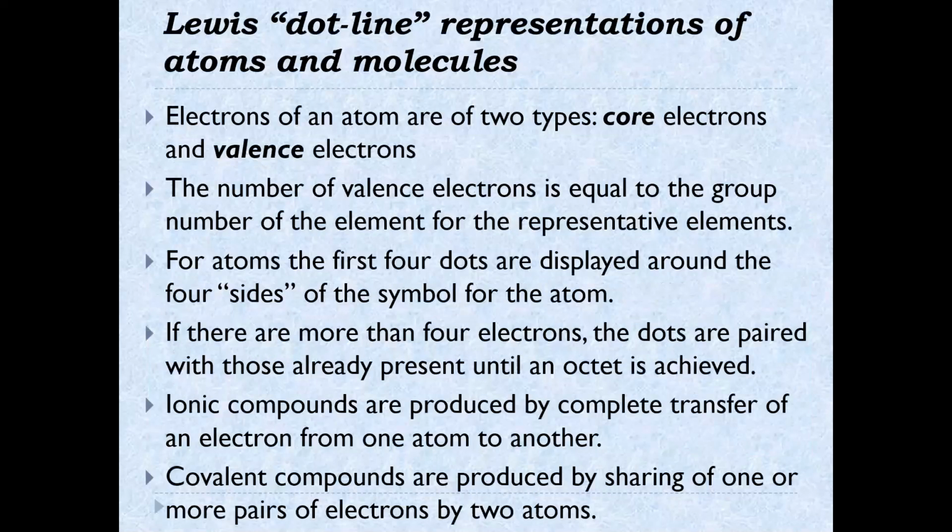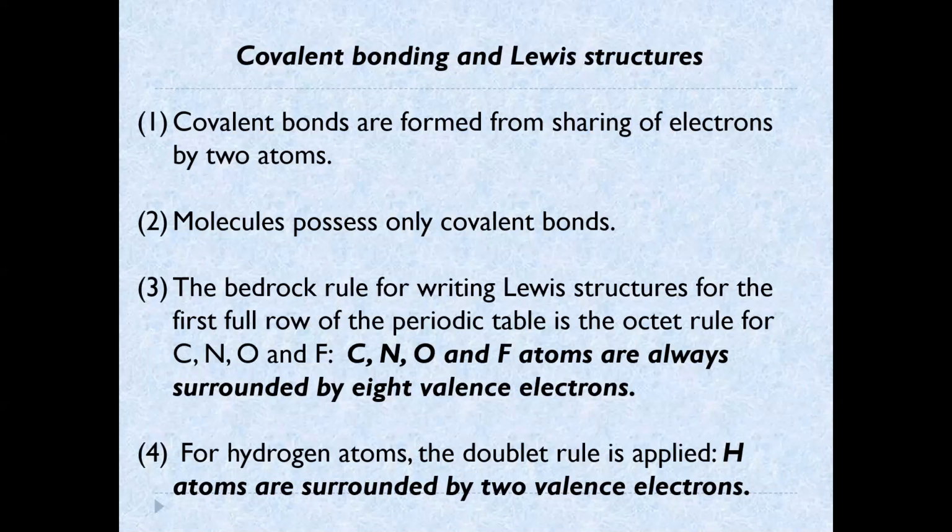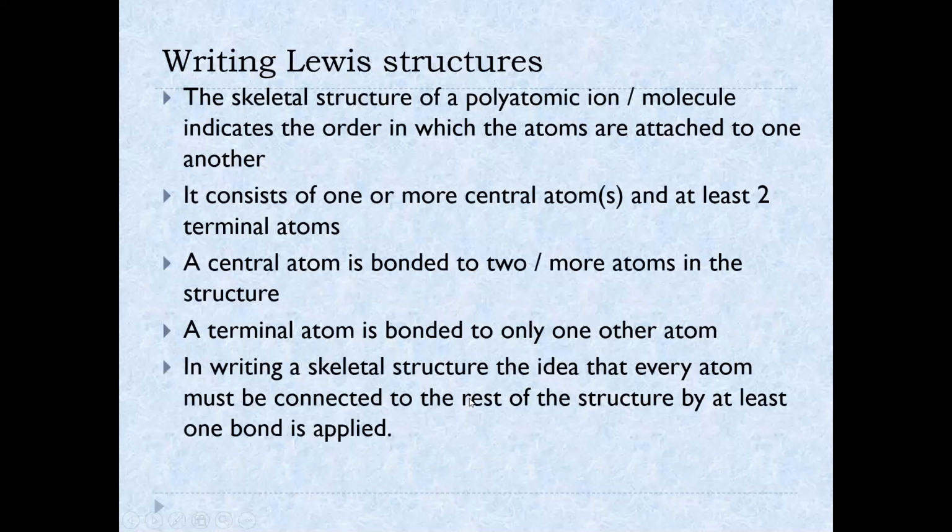Hydrogen can only form a duplet. So you can't make hydrogen 8. Hydrogen can only be 2, same as lithium can only be 2. So for hydrogen atoms, the duplet rule is applied. Hydrogen atoms are usually surrounded by 2 valence electrons, while your carbon, nitrogen, oxygen, fluorine will be surrounded by 8 valence electrons. So in writing Lewis structures for compounds, these are the steps that we're going to follow.